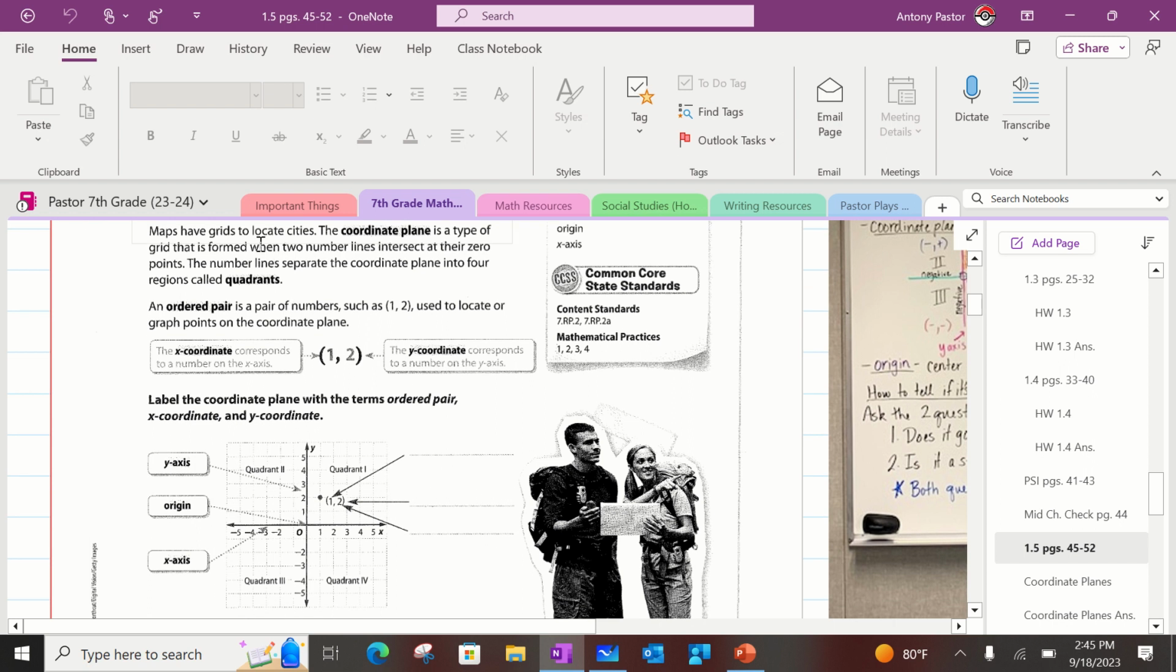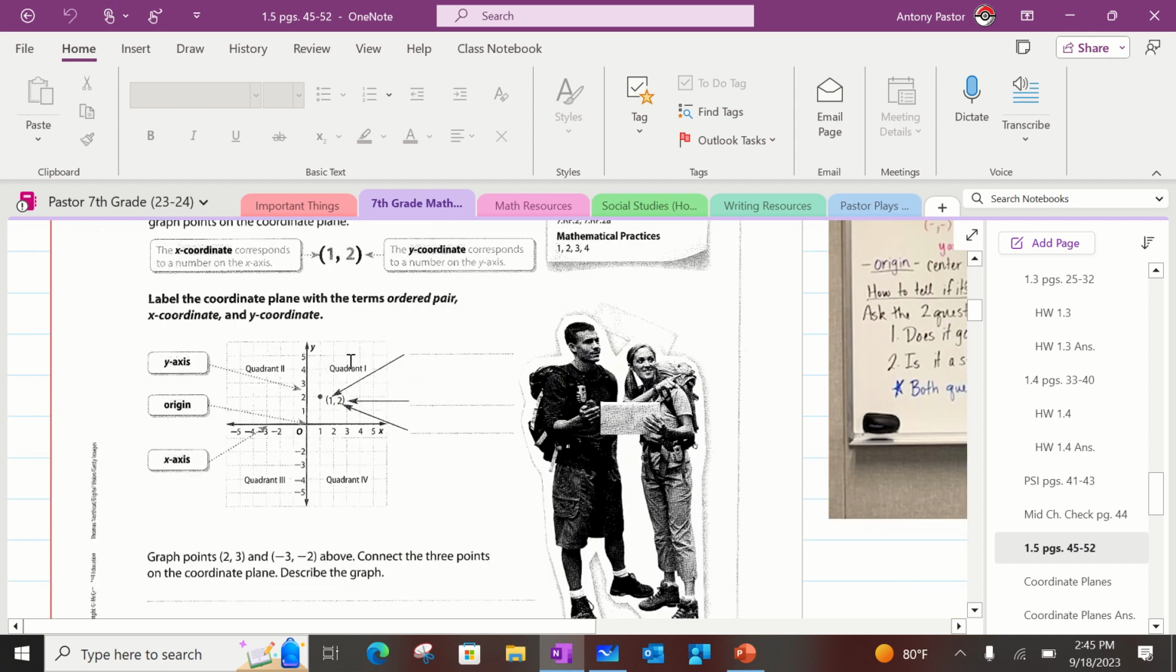So maps have grids to locate cities. The coordinate plane is a type of grid that is formed when two number lines intersect at their 0 points. The number lines separate the coordinate plane into 4 regions called quadrants. So this, again, is the coordinate plane. An ordered pair is a pair of numbers such as 1 and 2 to locate the graph. So again, x-coordinate, y-coordinate. This would be in quadrant 1.